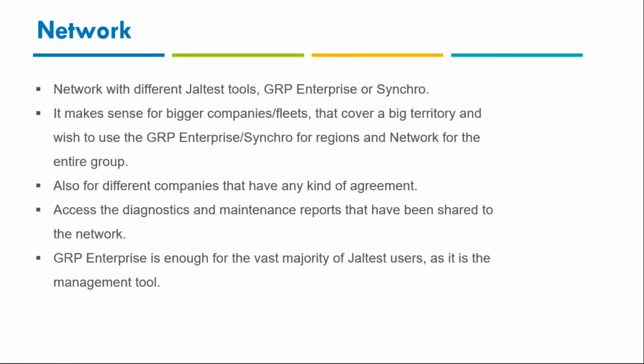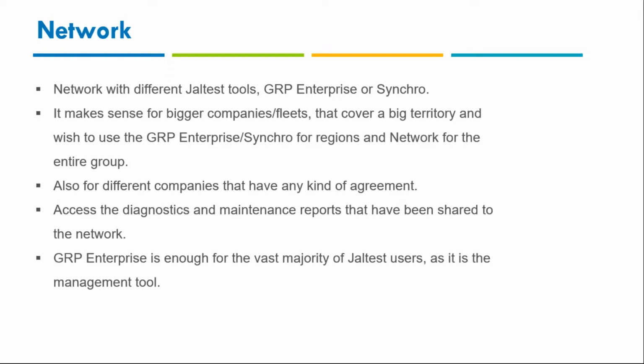And then we have Network. Network, at the end, is a network with different Jaltest tools inside. It can be GRP Enterprise or Synchro. This makes sense for big companies or fleets. For example, marine, I wouldn't see too much sense because shops usually are smaller. But for example, for big fleets that cover a big territory or they're present in different countries, they can have regions with GRP Enterprise or Synchro, and then they can have a network for the entire group.